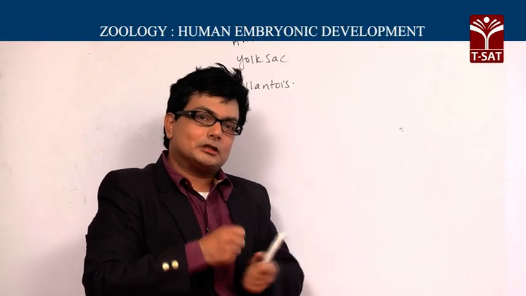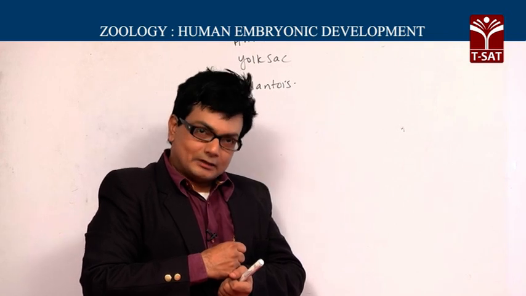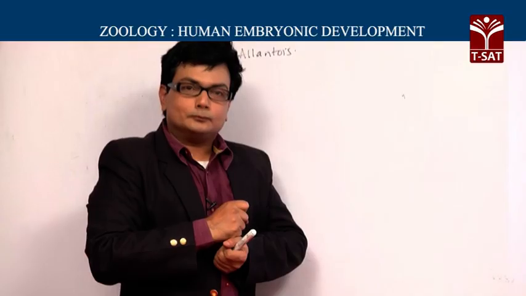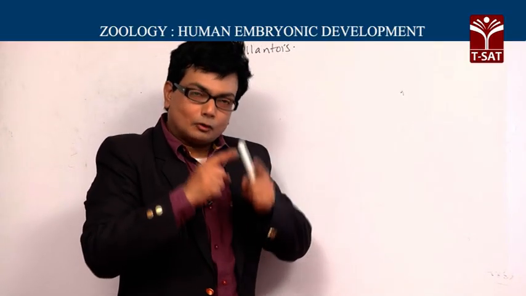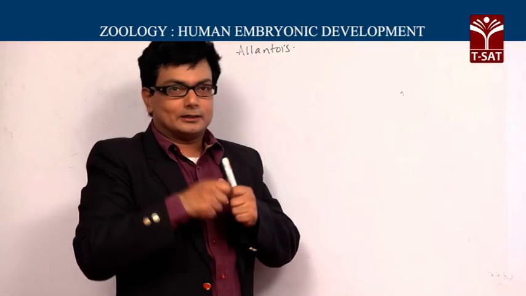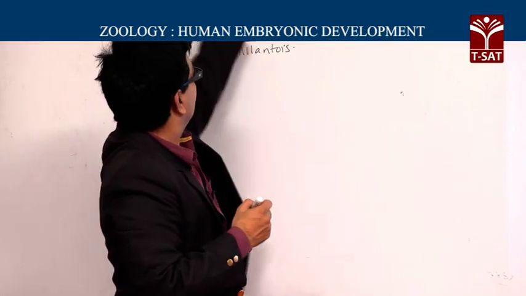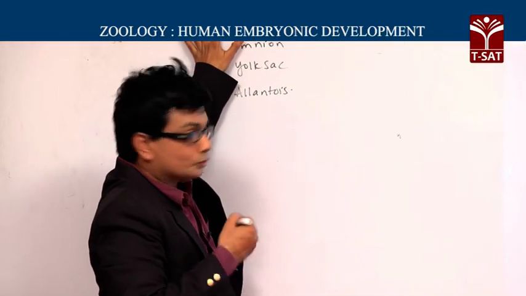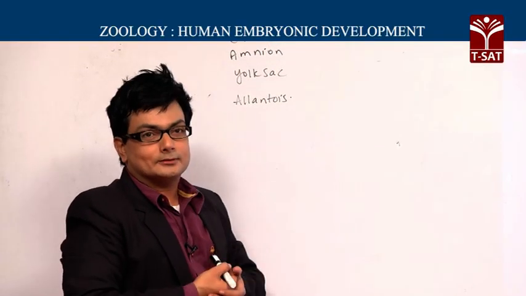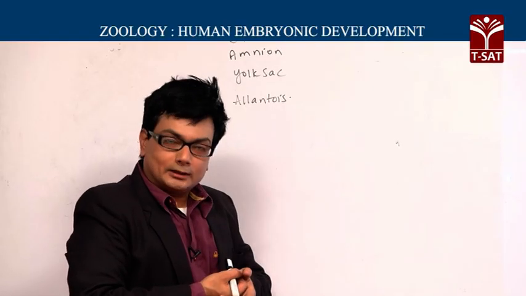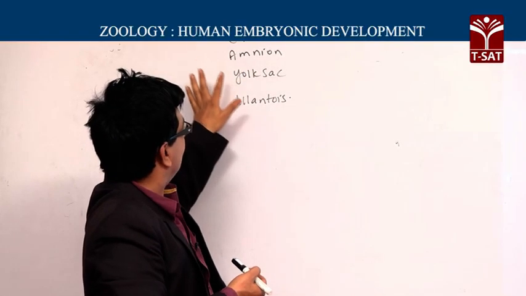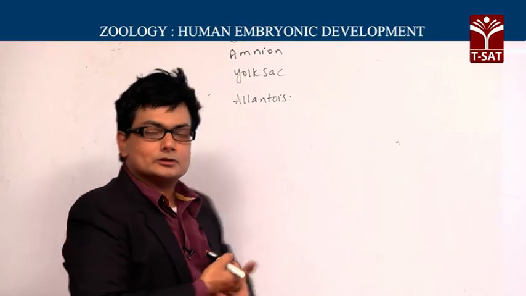Once we observe the formation of the derivatives within the embryo, we should also see the development of extra embryonic layers. The very name is suggesting outside embryonic, embryo layers which are present outside the embryo, named as chorion, amnion, yolk sac and allantois.